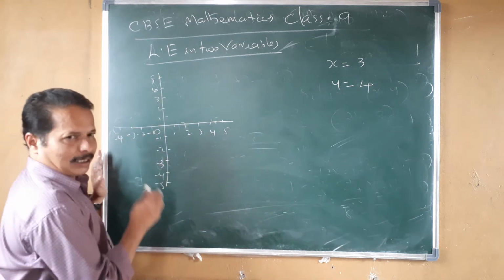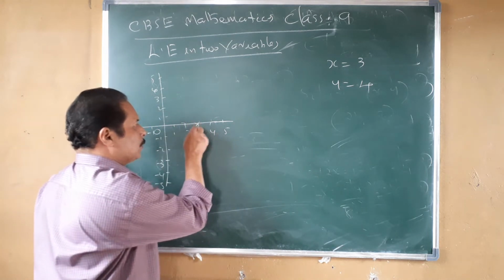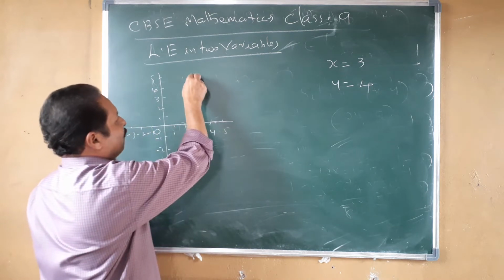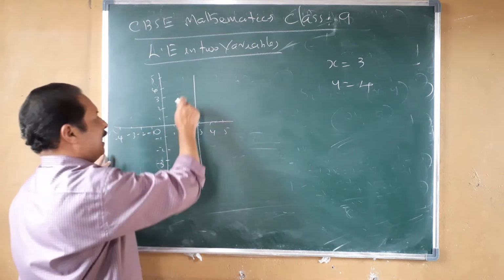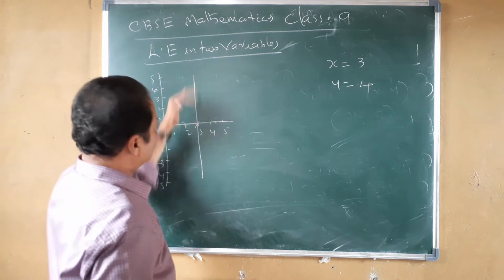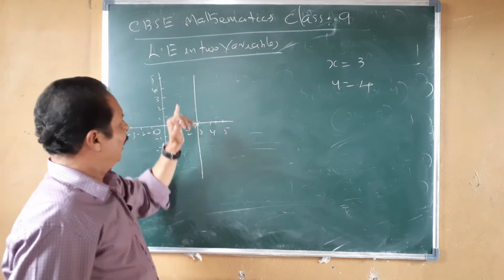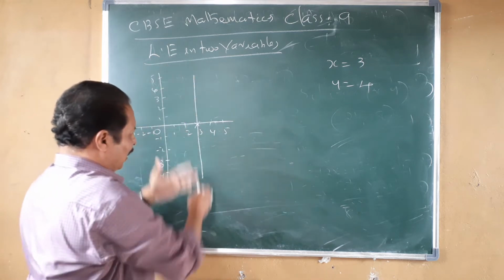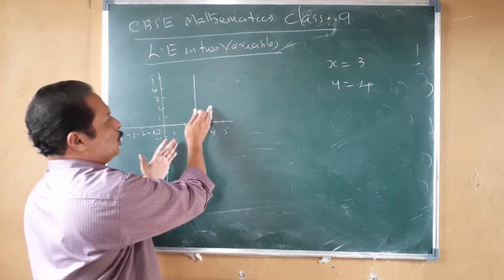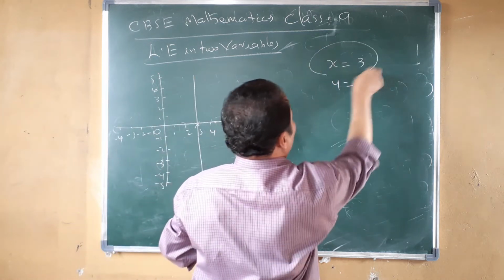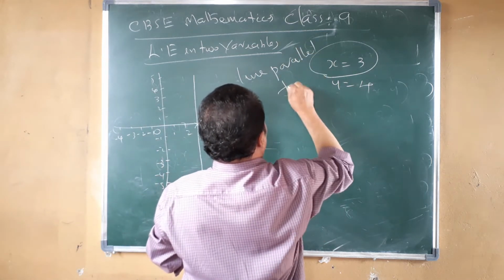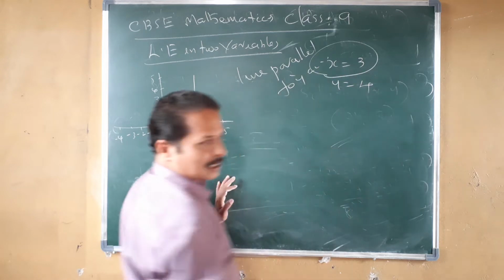You look at the graph sheet. x is equal to 3 means positive. The graph is something like this. For any value of y, the graph is x is equal to 3. 3, 1; 3, 2; 3, 3; 3, 4; 3, minus 1, etc. So, it's a line parallel to the y-axis. x is equal to 3 is a line parallel to the y-axis.